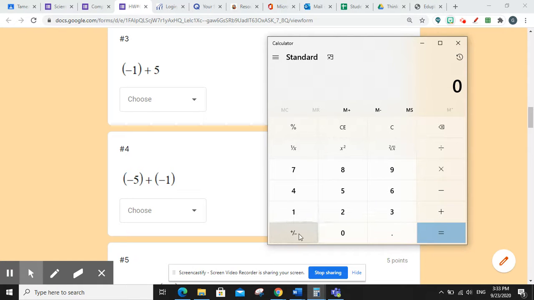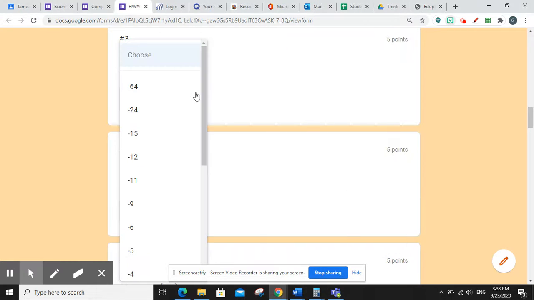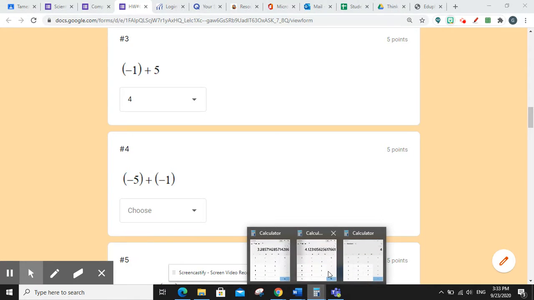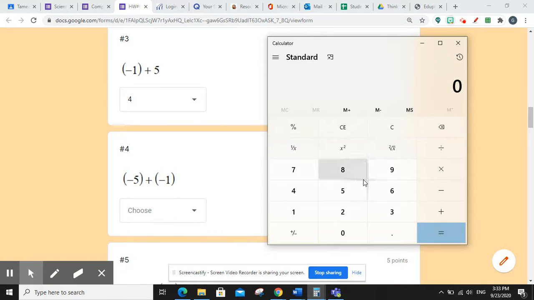Usually all four-function calculators, the simple ones, will have a plus-or-minus key somewhere, and that means to change it to a negative. So you just put the number first, change it to a negative. You see how it's negative 1, and then just put plus 5. What is that equal to? 4. So number 3 would be 4. Same thing with the next one. Clear it, put 5, make it negative, plus 1, make it negative, equals negative 6.